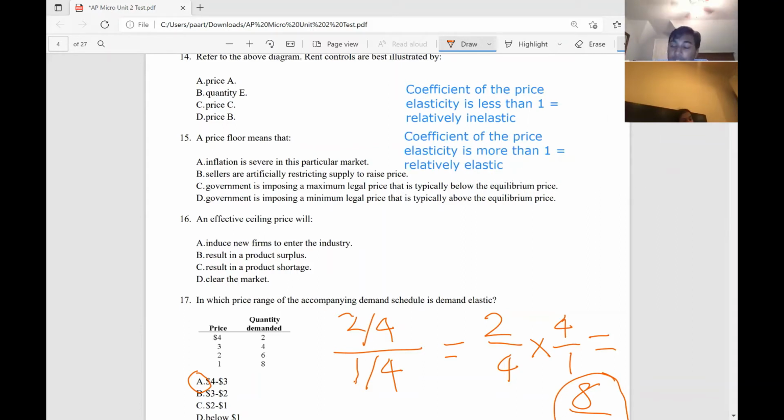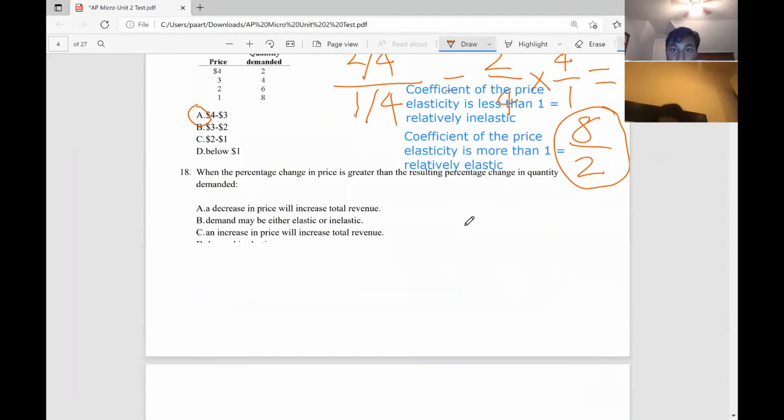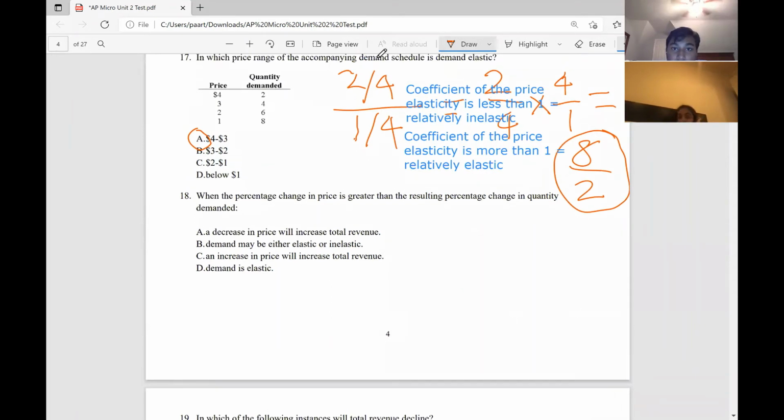So using that information, Amrutha, you can go ahead and do number 18 if you want. One second, let me scroll down. Yeah, and I'll clear the screen. Okay.